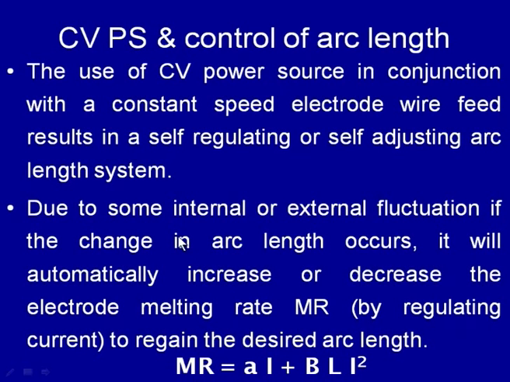So, under these conditions, when due to a fluctuation caused by any reason the arc length changes, this change in arc length changes the arc voltage, and the change in arc voltage associated with the constant voltage power source regulates the current significantly, and the significant increase in the welding current causes the change in the melting rate. Under the conditions of constant feeding of the electrode wire, if the melting rate is regulated, then this combination helps to obtain the self regulating arc or the constant arc length.